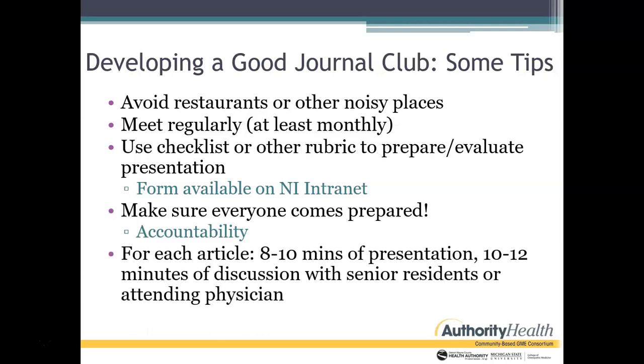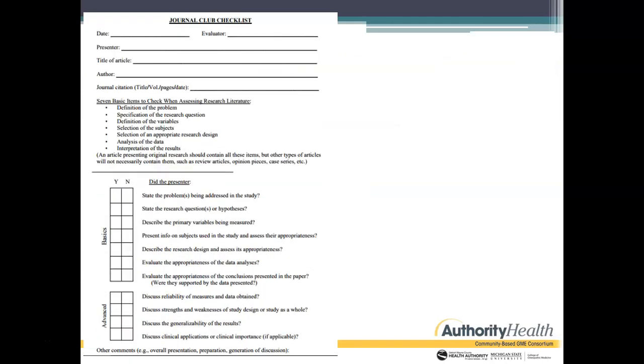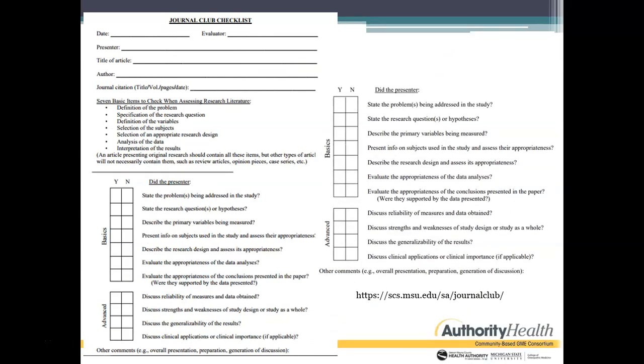And then for each article, it's recommended that you present for 8 to 10 minutes, and then there's 10 to 12 minutes of discussion with either senior residents or an attending physician, or both. And of course, making sure that everyone that can attend does attend, and so whether or not it's mandatory. And here's the journal club checklist from the SCS website. And here's the 7 basic items to check when assessing research literature, and those are the things we went through in this lecture. And then there's this list of evaluation questions. So both if you're presenting or if you're preparing to evaluate a presenter, these are things that you can look at.